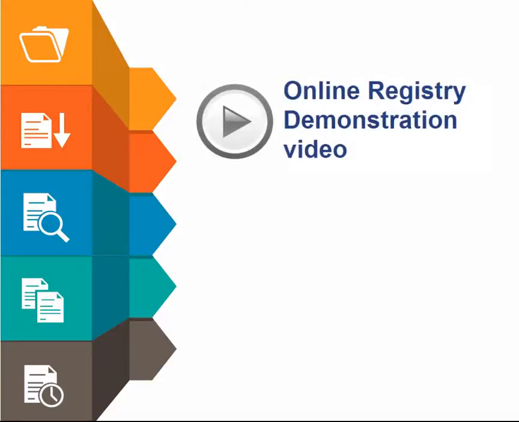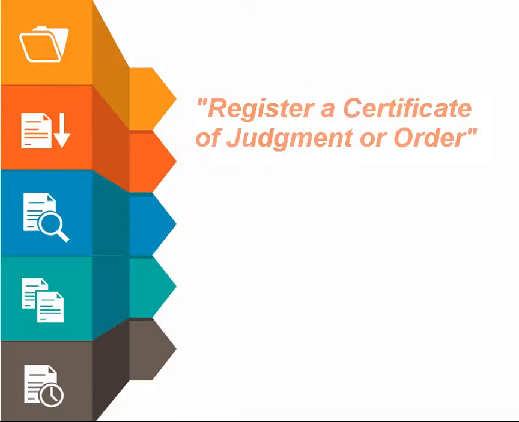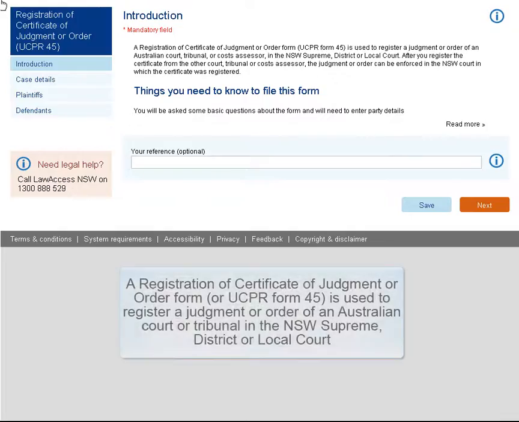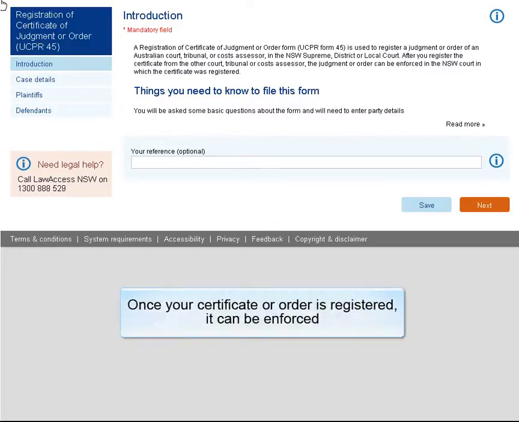This demonstration will briefly step you through the online process for registering a Certificate of Judgment or Order with the New South Wales Court. A registration of Certificate of Judgment or Order form, or UCPR Form 45, is used to register a judgment or order of an Australian court or tribunal in the New South Wales Supreme, District or Local Court. Once your certificate or order is registered, it can be enforced.